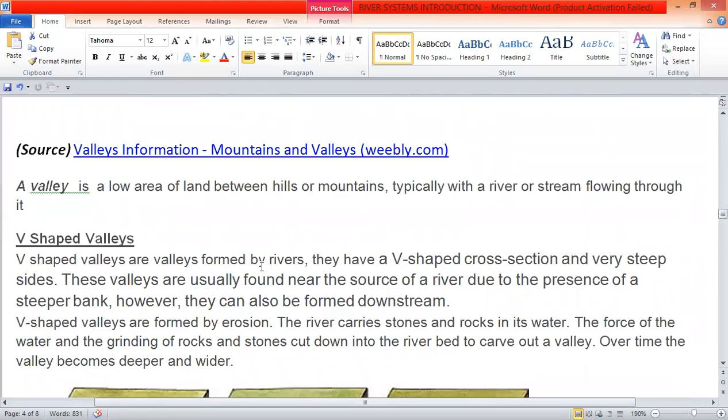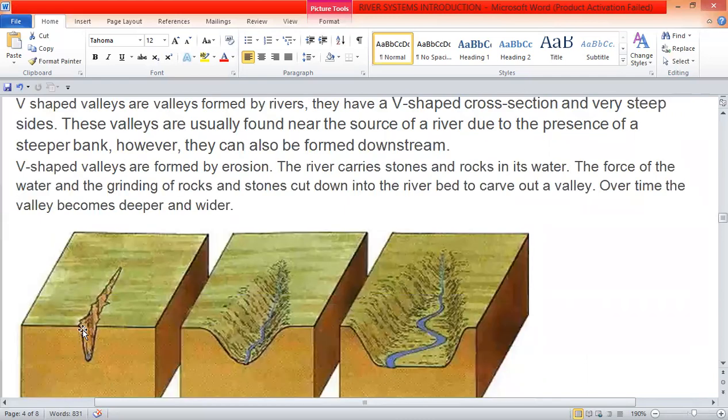V-shaped valleys are valleys formed by rivers. They have a V-shaped cross-section and very steep sides. The sides are steep, as you can see. This is a V, the sides here, very steep. These valleys are usually found near the source of the river due to the presence of steeper banks. However, they can also be formed downstream. V-shaped valleys are formed by erosion. Which type of erosion? The vertical erosion.